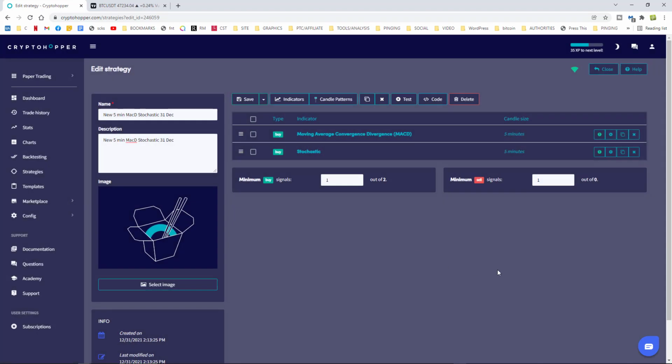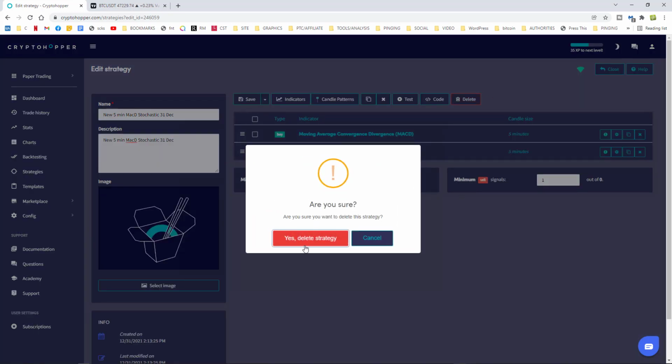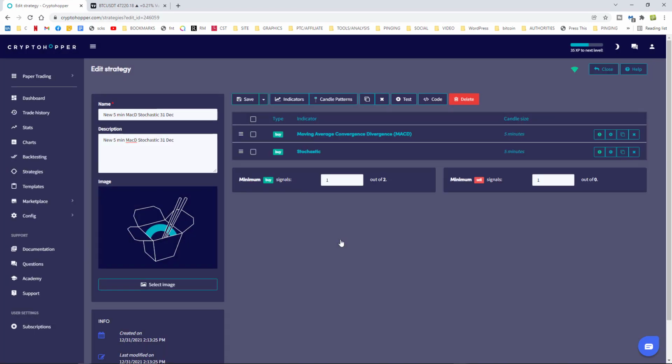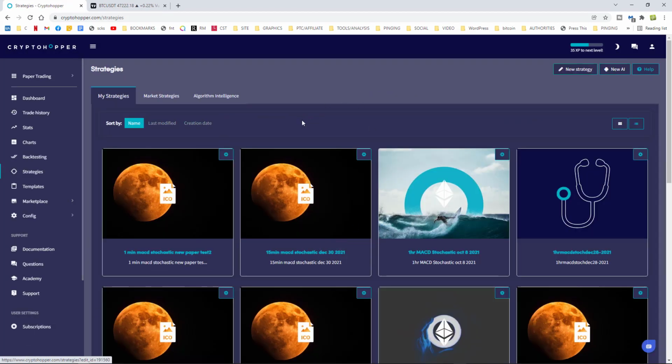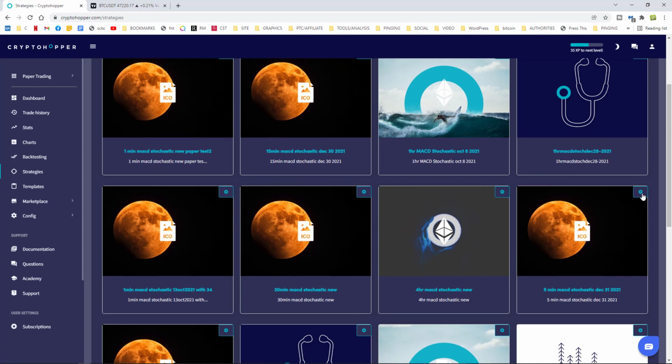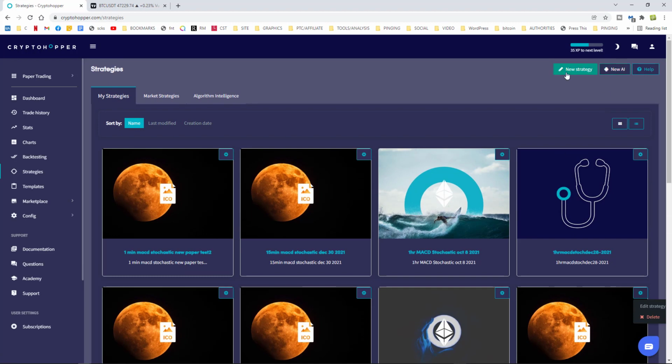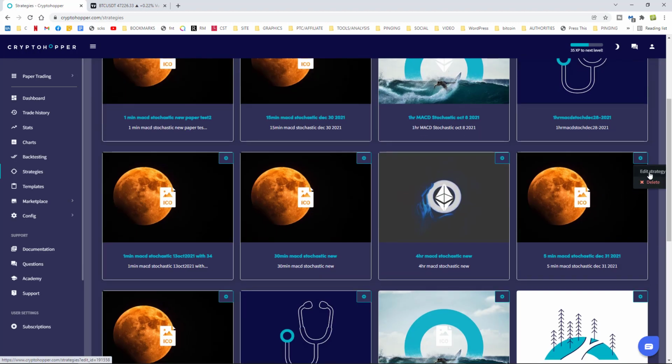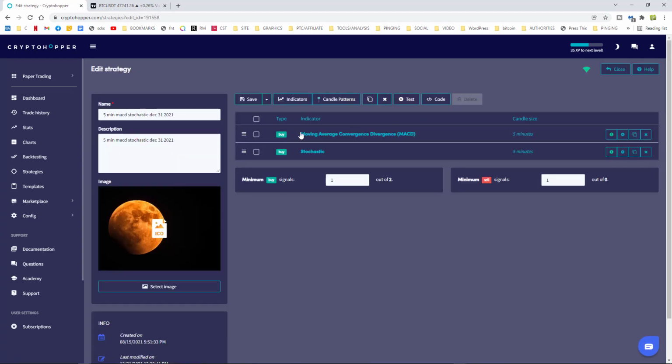Alright, so here we go. Let me get rid of this, and let me go into the one that already exists. Okay, 5-minute MACD stochastic. There's the one I created this morning. Alright, edit strategy. Now you don't need to do this because you've already clicked on here to create a strategy. As you can see, just like before, I pulled them up and they are on there. There's the name, it's labeled and it's saved.